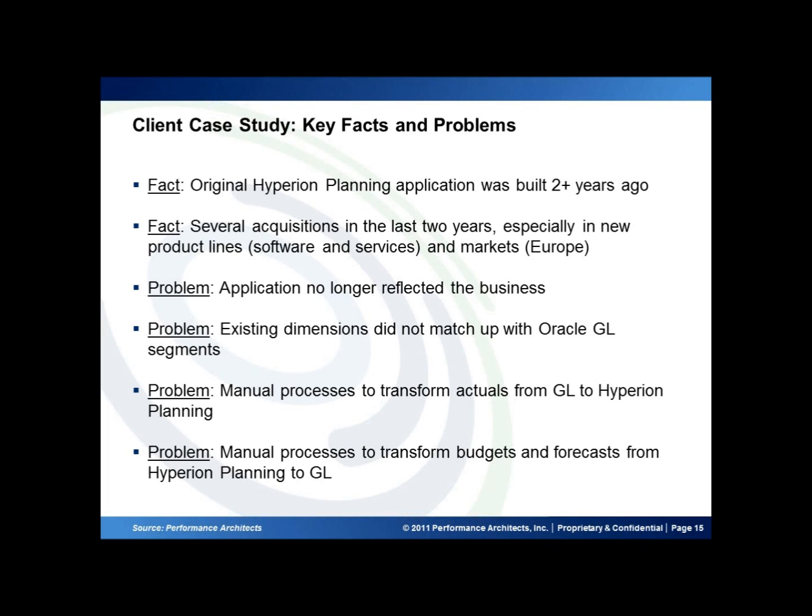Now, this transformation was done using several different tools, including manual work and access tables. This manual process was time-consuming, as an admin would have to transform actuals from the General Ledger prior to loading into Hyperion. Likewise, the same thing happened when the budget and forecasts were moved from Hyperion Planning to the General Ledger. There is always a risk of error when doing this. So, to sum it all up, the business is no longer accurately reflected in Hyperion Planning, and additionally, there are issues with data transformation between their General Ledger and Hyperion Planning.